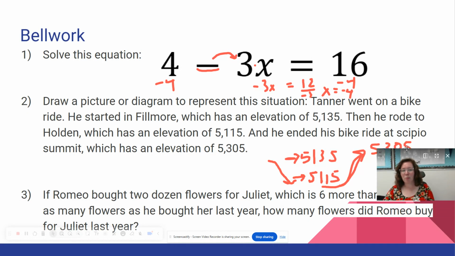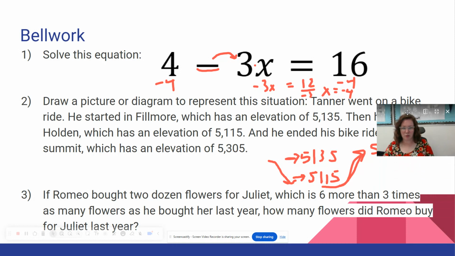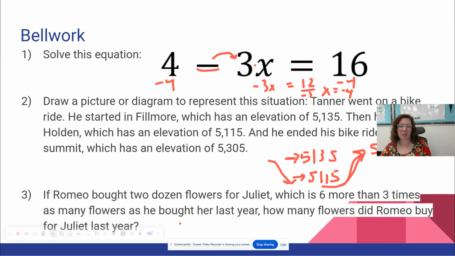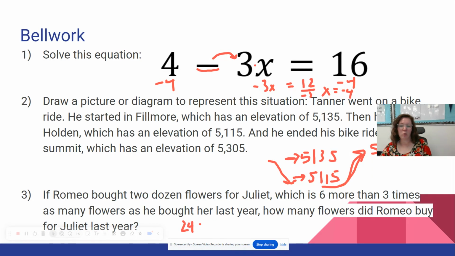If Romeo bought 2 dozen flowers for Juliet, 2 dozen, do you know how many that is? That's 24. 2 dozen flowers for Juliet, which equals 6 more than 3 times as many flowers as he bought last year. How many flowers did Romeo buy for Juliet last year? Well, now we have an equation we can solve. Subtract 6 on both sides gives us 18. Divide by 3 gives us 6. So last year he got her 6 flowers.